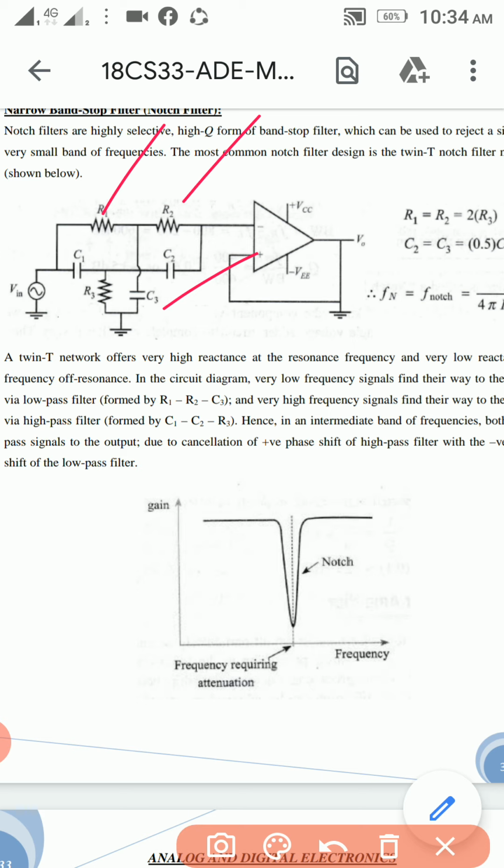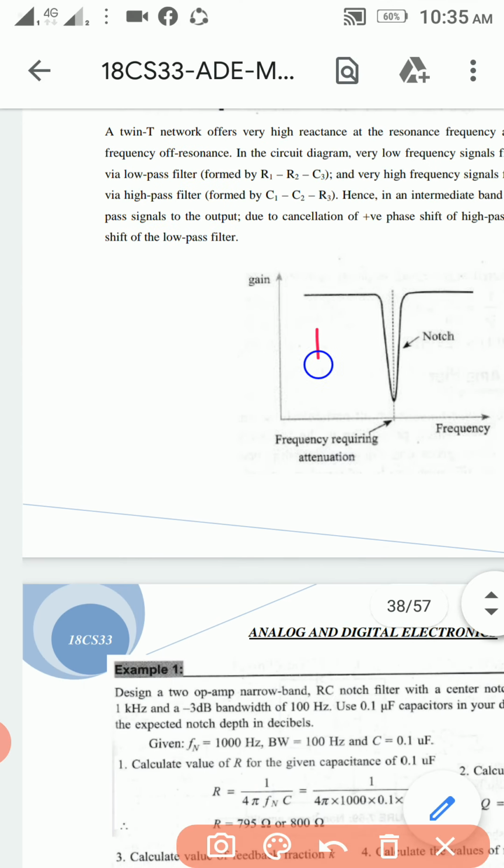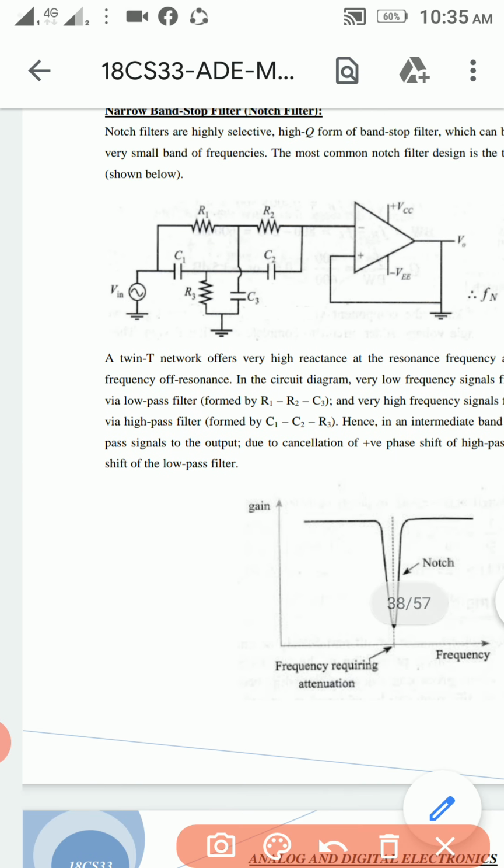Sorry, it is the low pass filter path that offers very low frequency. And the high frequency signal goes through C1, C2, R3, the high pass filter path, which offers the high frequency signal. Here, the low pass filter is R1, R2, C3, which offers the low frequency signal.